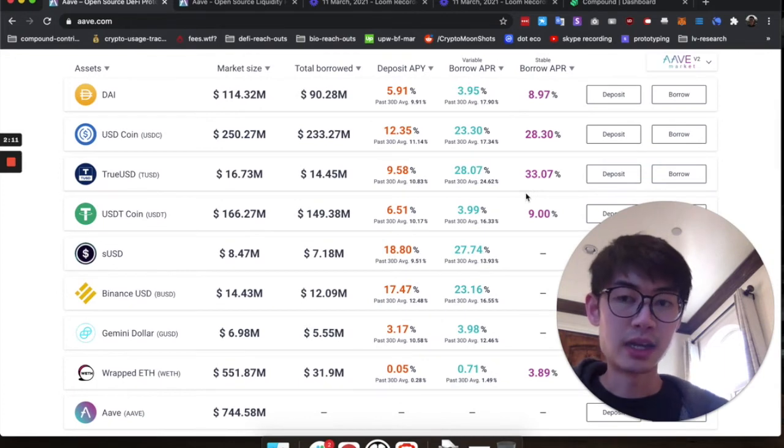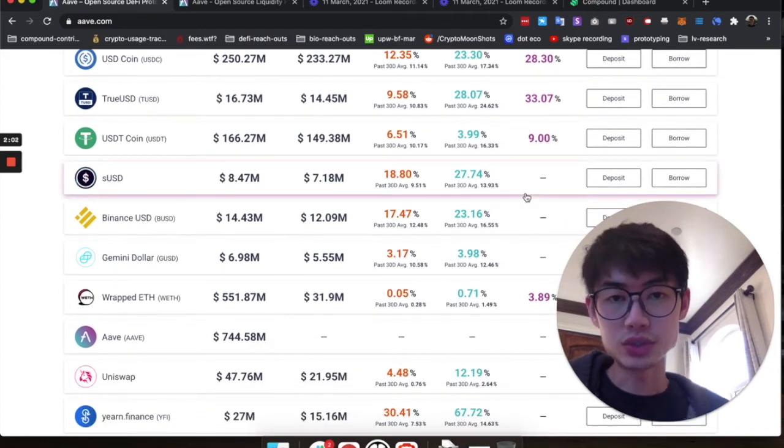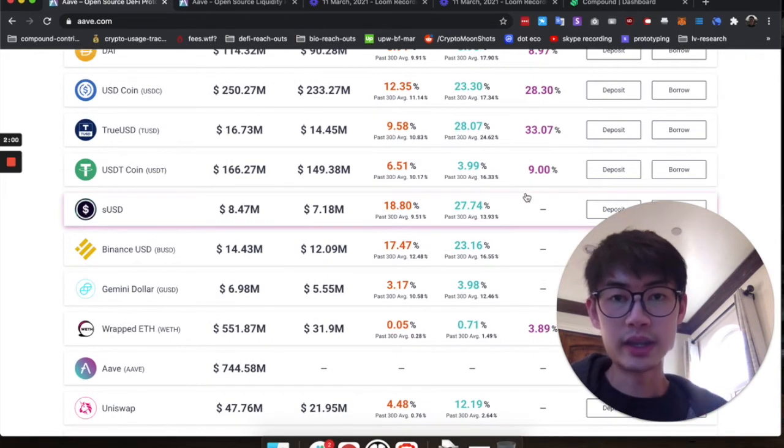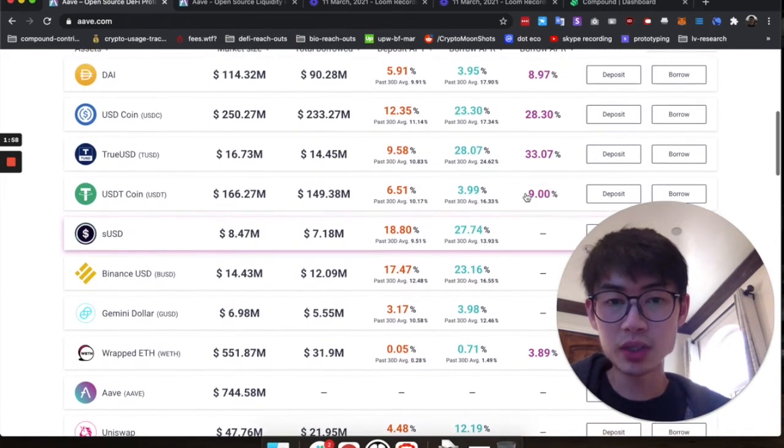Just because it's not really feasible for them to attract users if the rates are overly high or overly low, right? And that's usually how Aave works.